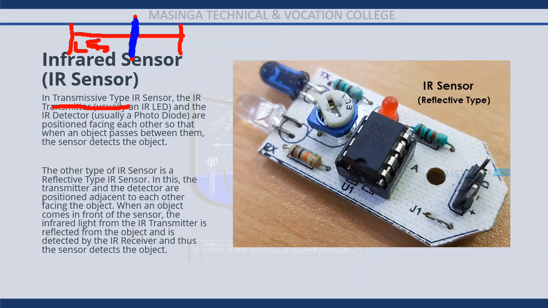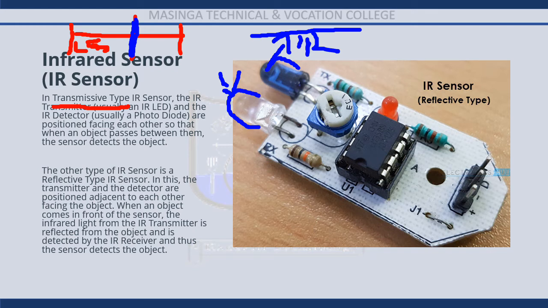Another type of infrared sensor is the reflective type, like shown in the picture adjacent. In the reflective type, the LED and the receiver are both adjacent to each other. The transmitter will transmit infrared rays. When the rays meet with an object or an obstacle, they are reflected back and picked up by the receiver.